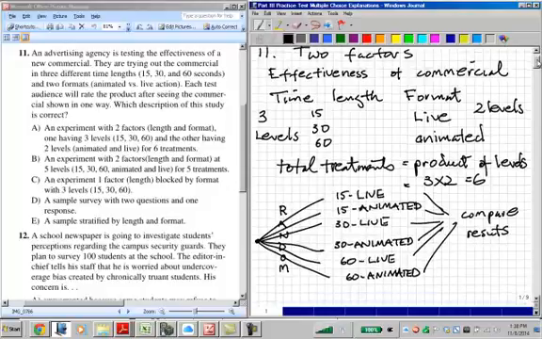So anyway, subjects are randomly assigned to either viewing a 15-second live or a 15-second animated or a 30-second live or a 30-second animated or a 60-second live or a 60-second animated commercial. If there were 3 factors, with 2 levels, then you'd have 3 times 2 times 2 for a total of 12 treatments. So then at the end you compare the results. So that's number 11. So the right answer is A.